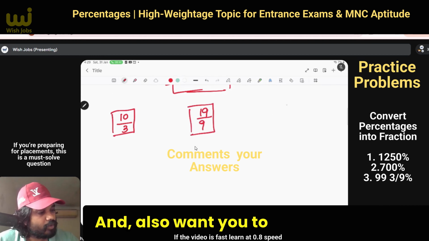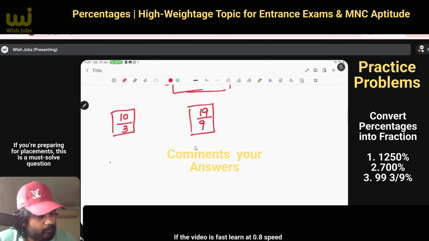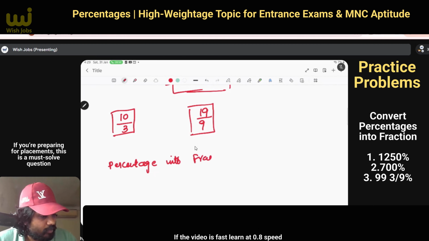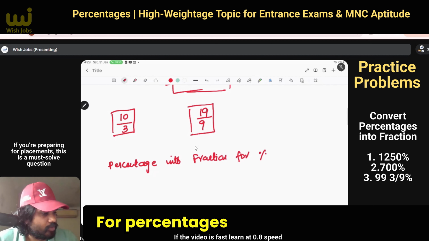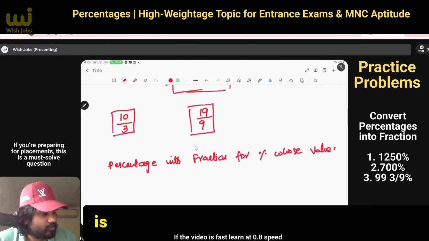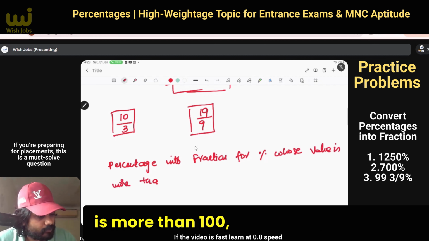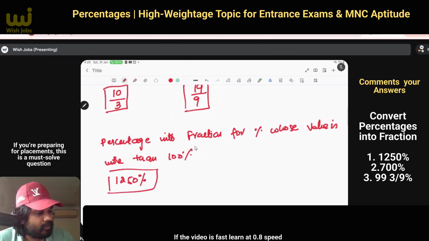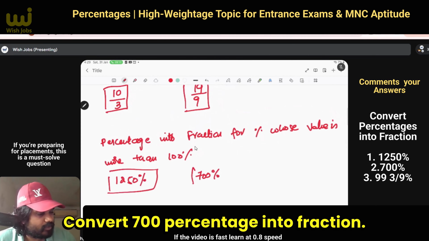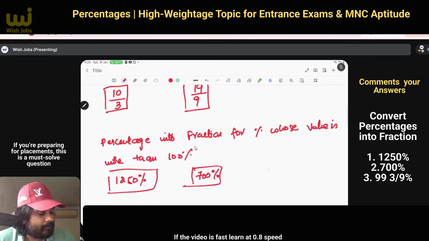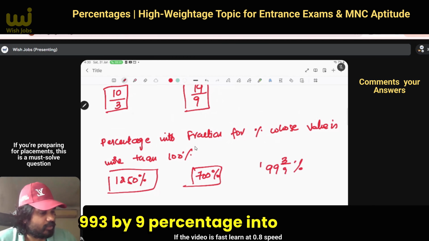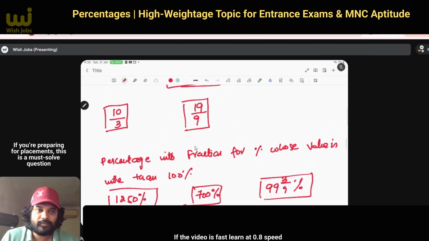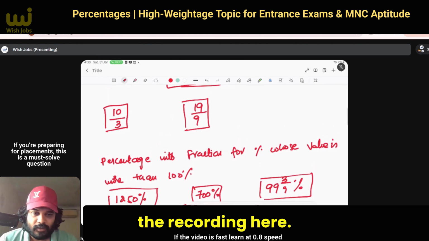And I also want you to convert percentage into fraction for percentages whose value is more than 100. Convert 1250 percent into a fraction, convert 700 percent into a fraction, convert 99 3 by 9 percent into a fraction. These are the three problem statements you need to solve now. Okay, I'll just pause the recording here.